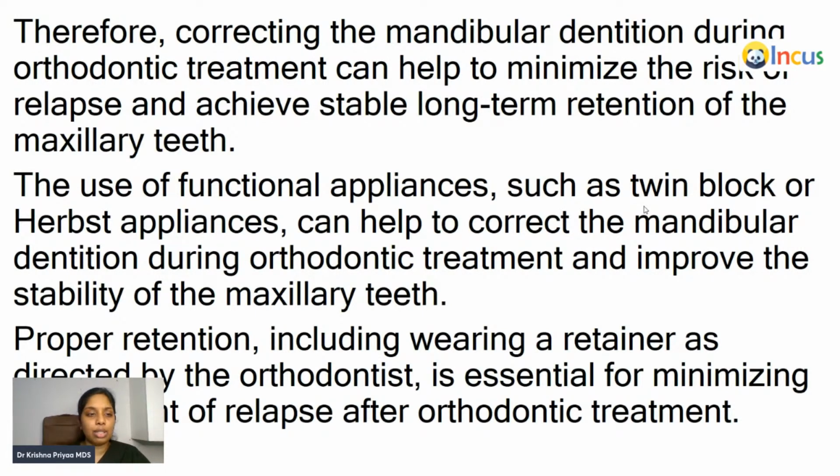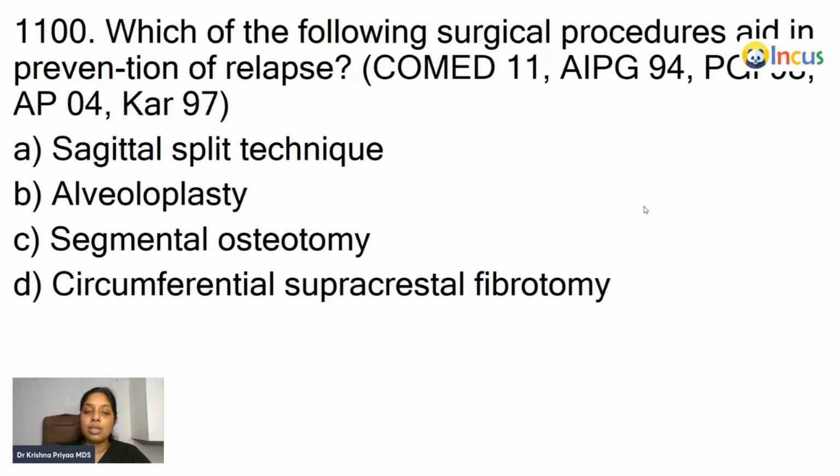Appliances like the twin block or Herbst appliance can correct the mandibular dentition. He means to say the mandibular dentition correction should be done during the growth spurt or pre-adolescent stage, because by correcting it we can achieve a stable relationship between the maxilla and the mandible. So this is Riedel's theory. Imagine Riedel's theory is mostly associated with the mandibular dentition and the mandibular incisors and their impact on the maxillary teeth. So, coming to the next question, which of the following surgical procedures aid in the prevention of relapse?